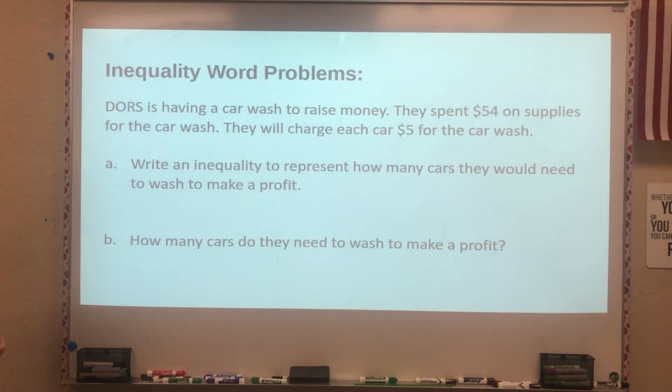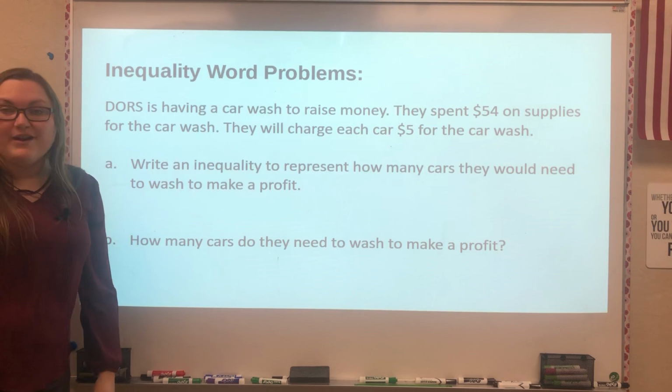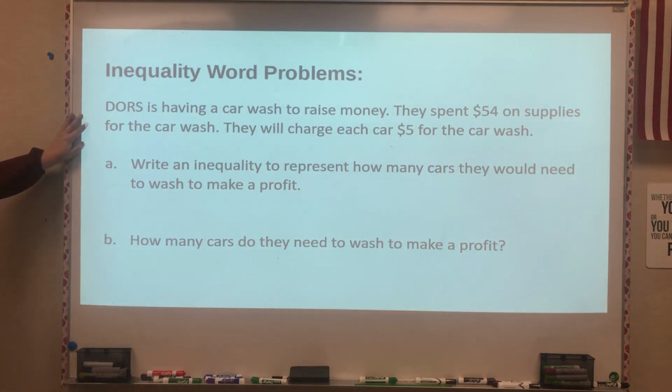Our first question comes from our lesson on inequality word problems. The question says, Doris is having a car wash to raise money. They spent $54 on supplies for the car wash. They will charge each car $5 for the car wash. The first part asks, write an inequality to represent how many cars they would need to wash to make a profit. Go ahead and try that one now.